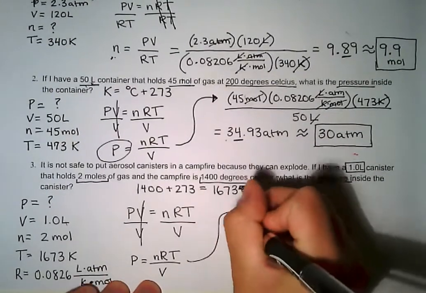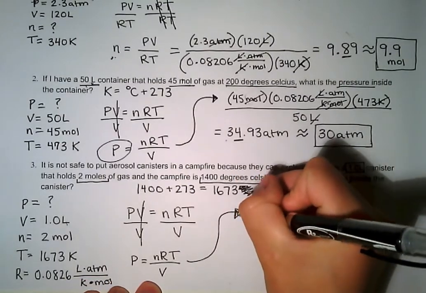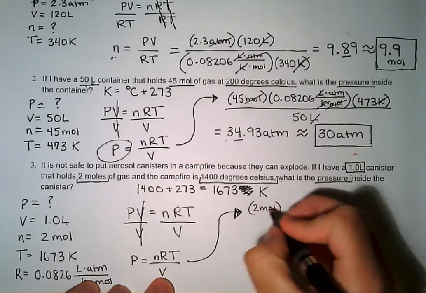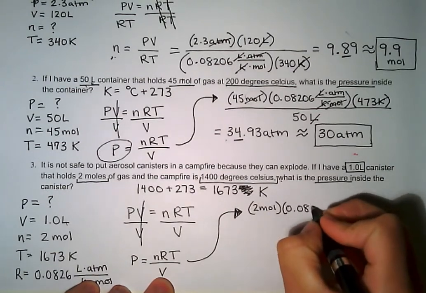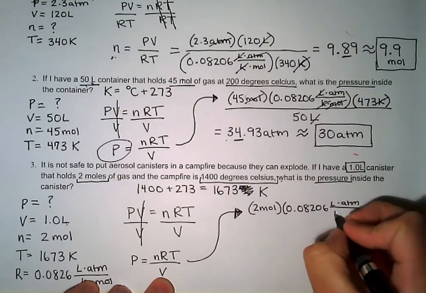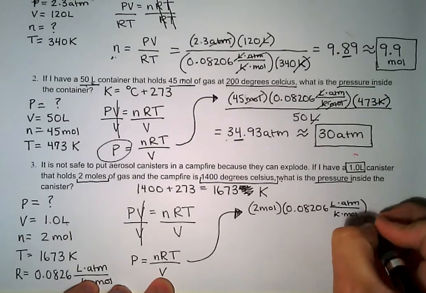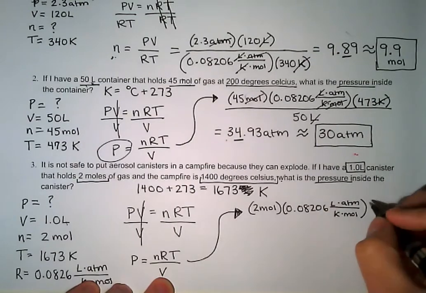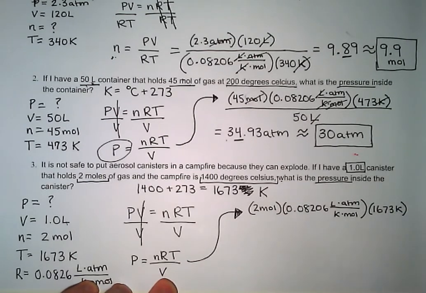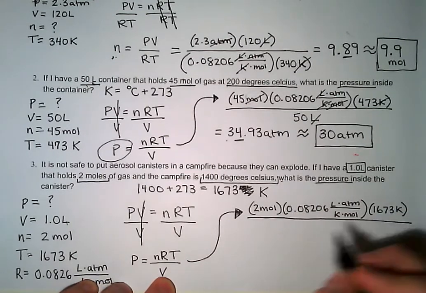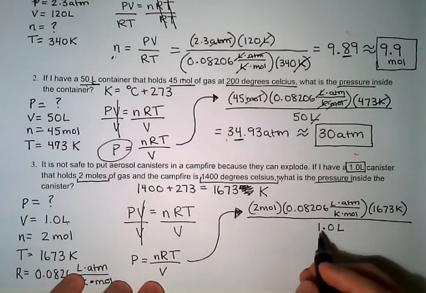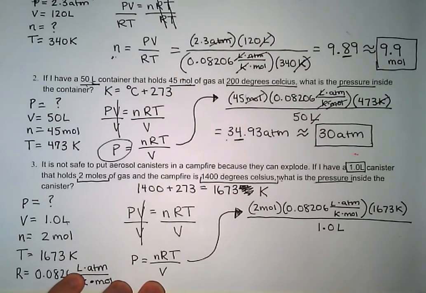So we're once again going to come on up here to substitute in our numbers. So n is 2 moles, R is 0.08206 liters times ATM over Kelvin times mole. And T, of course, is 1673 Kelvin. Okay, and all that is over our value for volume, which is 1.0 liters, which makes it very easy because anything divided by 1 is going to be the same thing.